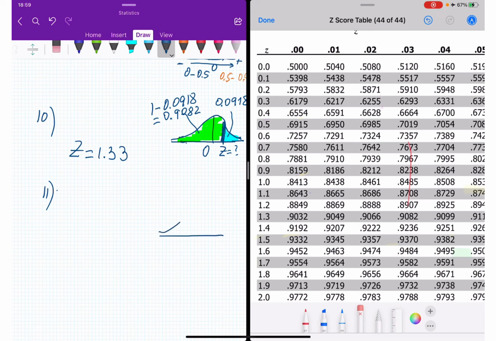Something similar. We are given this area, this score is here. Obviously 0 is here, so it's going to be negative. We already see it, right? Because it's below 0. And it's the area to the right. And how much is this area? 0.9222.